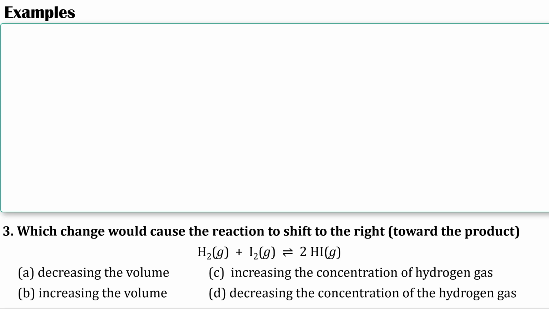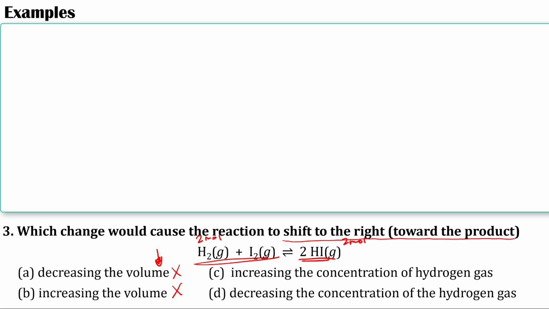Which change would cause the reaction to shift to the right? So we're looking for what's going to cause the reaction to shift to the right. So if we decrease the volume, I've got 2 moles of gas here, and I've got 2 moles of gas here. So that means that changing the volume is not going to shift it in any direction because there's 2 moles of gas on both sides. So this won't cause it to shift towards the product. This won't cause it to shift towards the product.